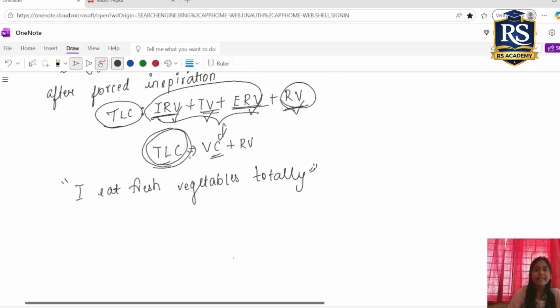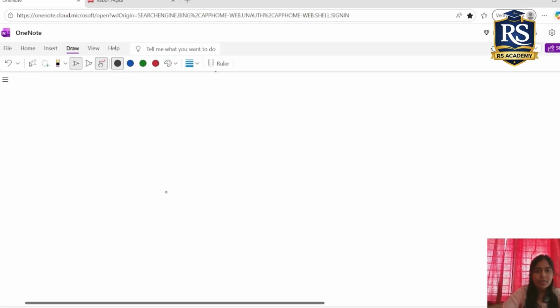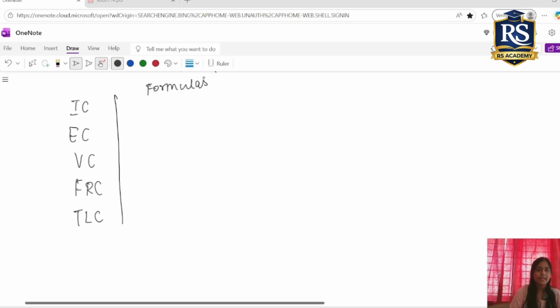Okay. So, I have given you a shortcut here to remember all the capacities. I eat fresh vegetables totally. So, I for inspiratory capacity, E for expiratory capacity, F for functional residual capacity. What is V for? V for vital capacity and T for total lung capacity. Now, shall we recall the formulas of all the capacities, because that is very important. Now, let us see the formulas of each capacity.